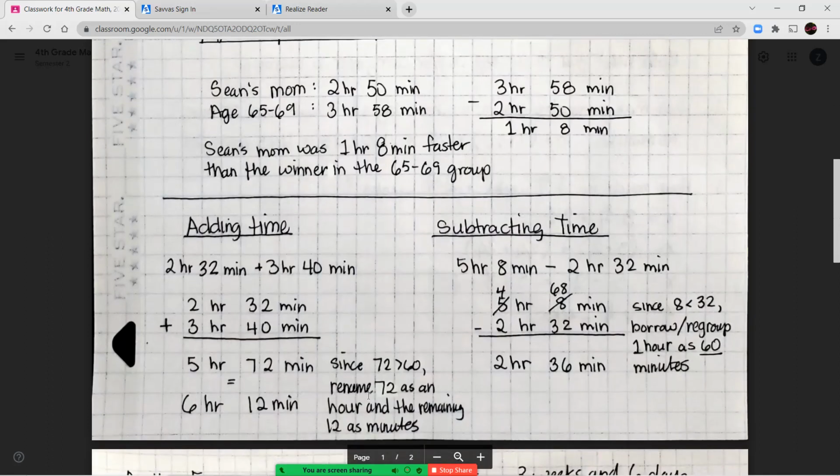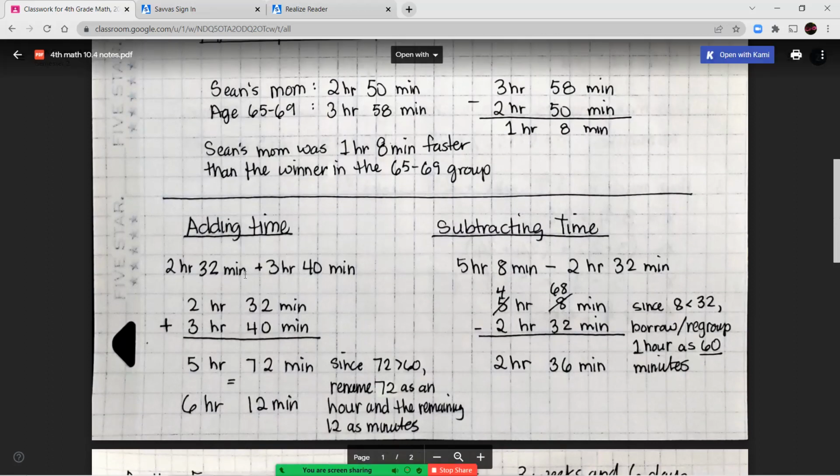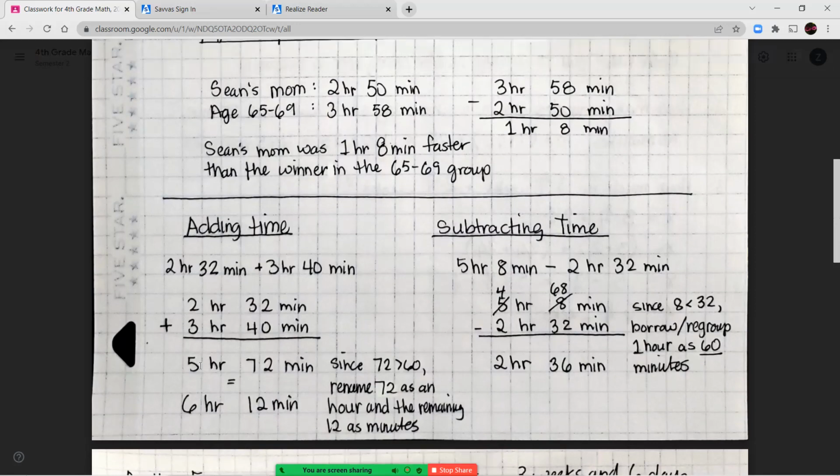Now, there's some things we need to pay attention to when we're subtracting or adding time, especially when it comes to regrouping and borrowing. So if, for example, I added 2 hours and 32 minutes plus 3 hours and 40 minutes, I'm going to stack and add like I usually do. 32 plus 40 is 72, 2 plus 3 is 5. Now, we know there's 60 minutes in an hour, and since 72 is greater than 60, we're going to rename 60 of those minutes as 1 hour and leave the remaining 12 minutes as minutes.